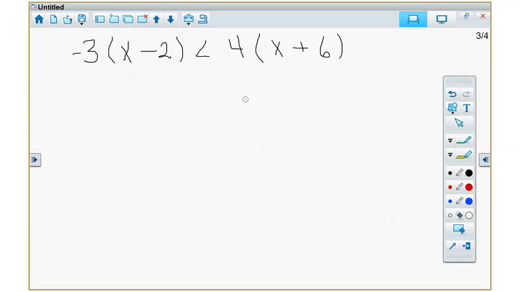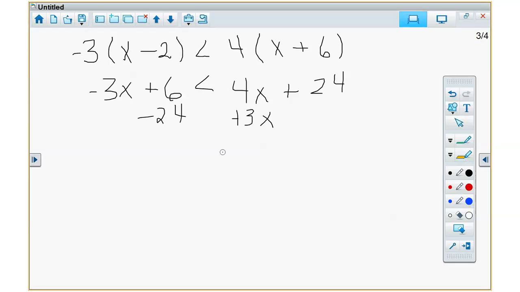All right. So that's going to be negative 3x plus 6 less than 4x plus what? Now that 3x is going to come across the river. And that 24 is going to come what? Across the river.